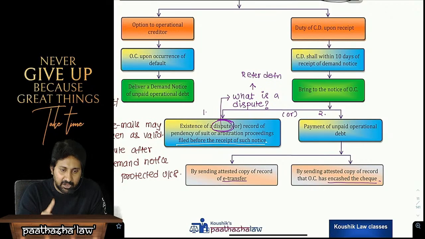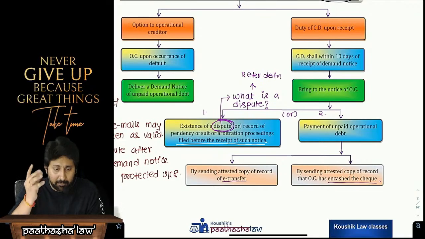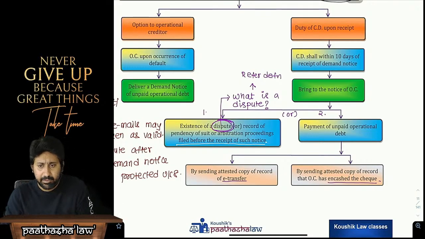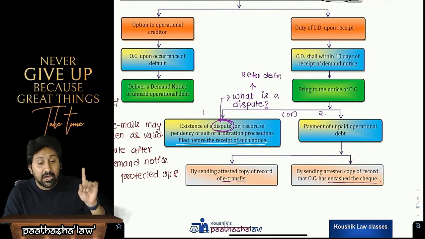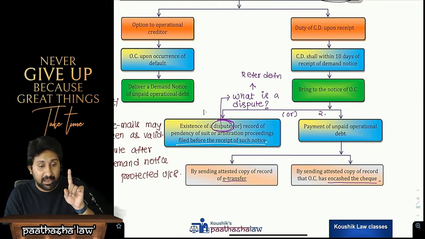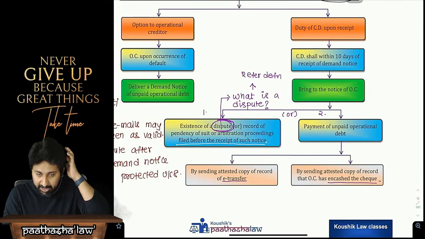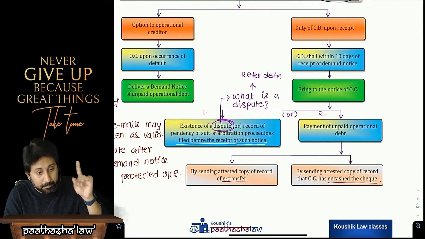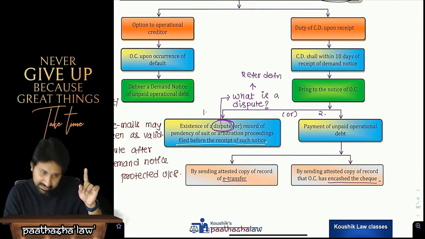The operational creditor will first give a demand notice for the unpaid operational debt to the corporate debtor. Corporate debtor, you have some unpaid operational debt, hope you remember this, so make us the payment immediately. The corporate debtor can give two types of reply. Reply number 1, he will say I will pay. Reply number 2, he may say I will not pay.